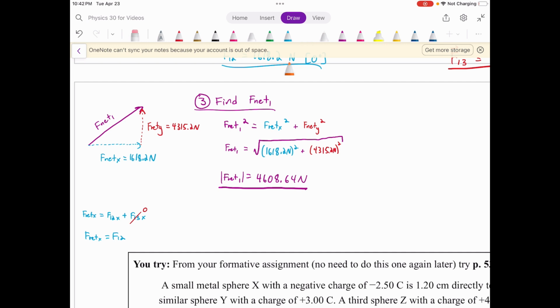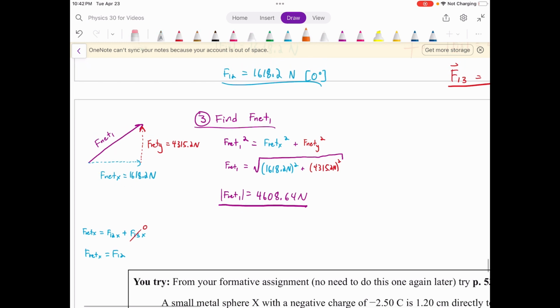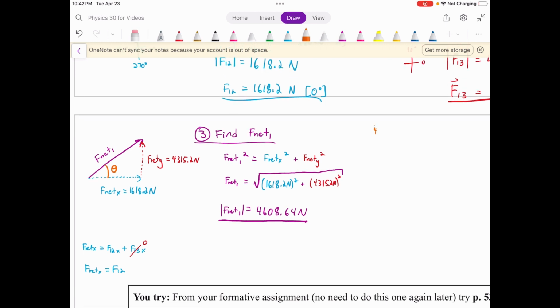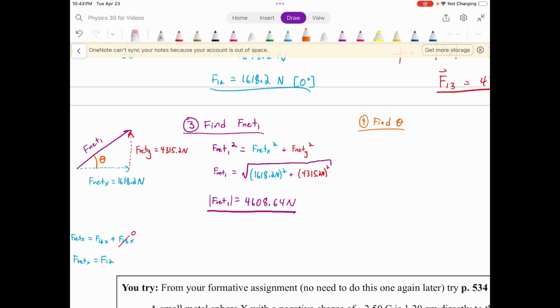Can we just say uppy righty? No, that's not good enough, right? We need to actually give an angle. What angle is this pointed at? Okay, well, good thing we've drawn our diagram because that lets us see pretty easily the angle we can use to describe its direction. So last step, let's get the direction of the net force, and then we'll be able to actually say which way it's pointed.